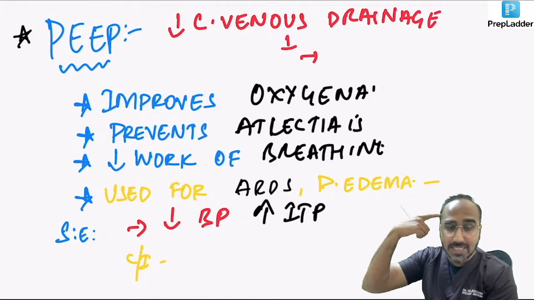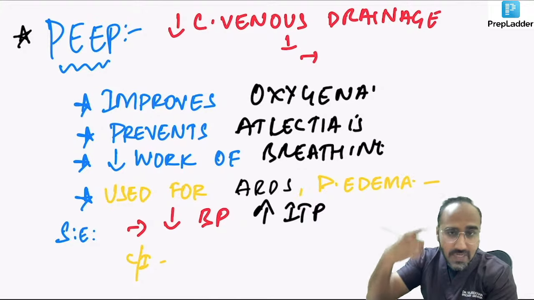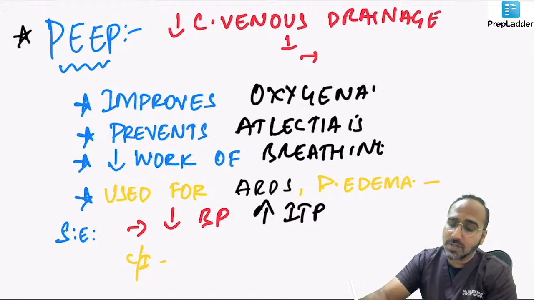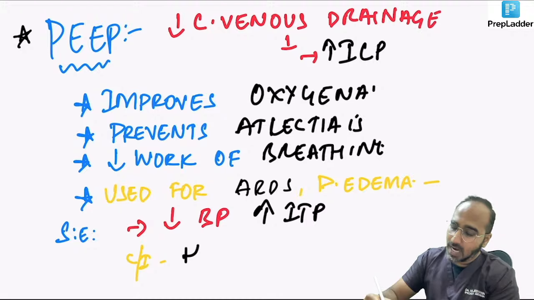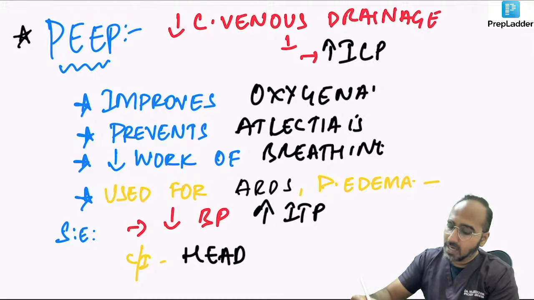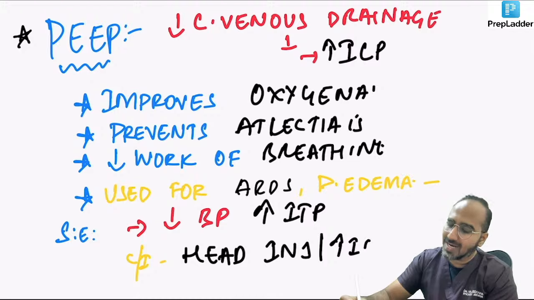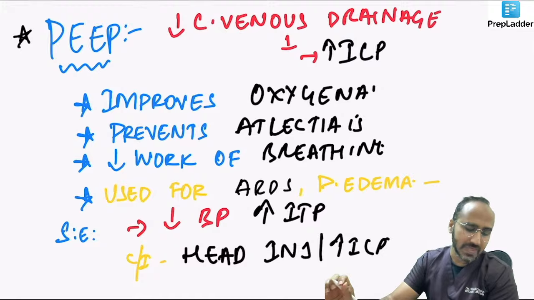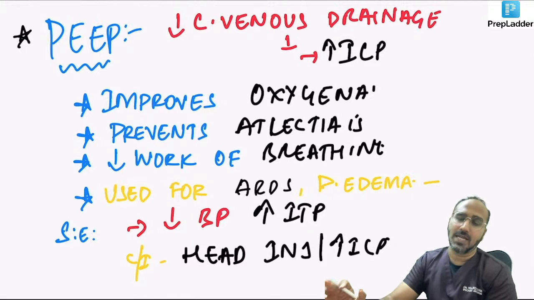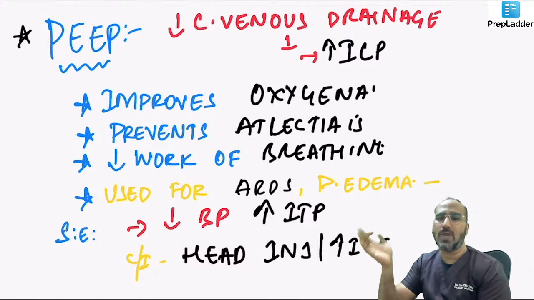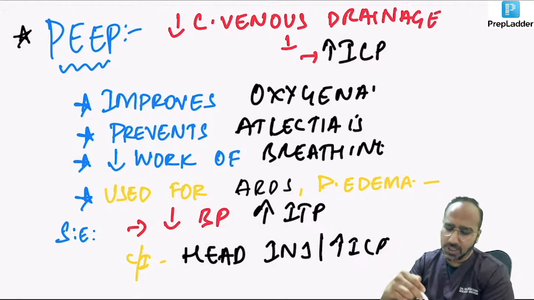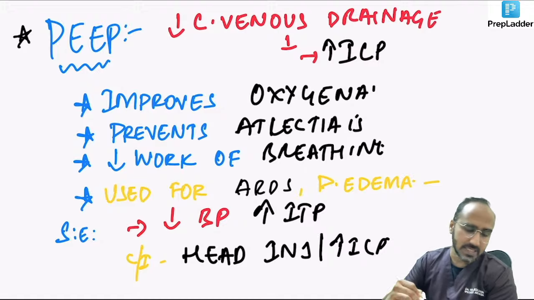It will decrease the cerebral venous drainage. If cerebral venous drainage is decreased, what will happen to the intracranial pressure? Intracranial pressure increases. Hence, PEEP is contraindicated in head injury or in conditions where the patient's intracranial pressure is already high. You never give PEEP. Normal PEEP you set is between 5 to 24 depending upon the FiO2 that you are setting. Is this thing clear?